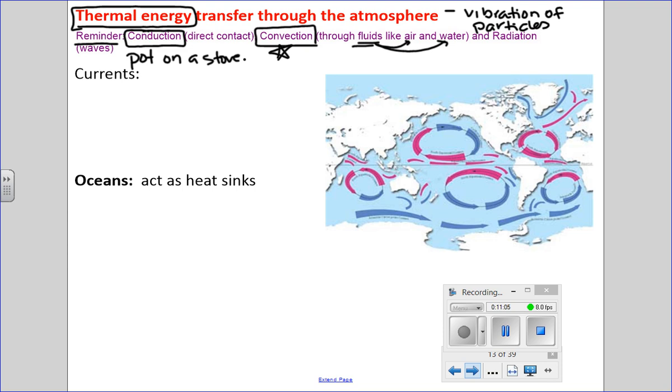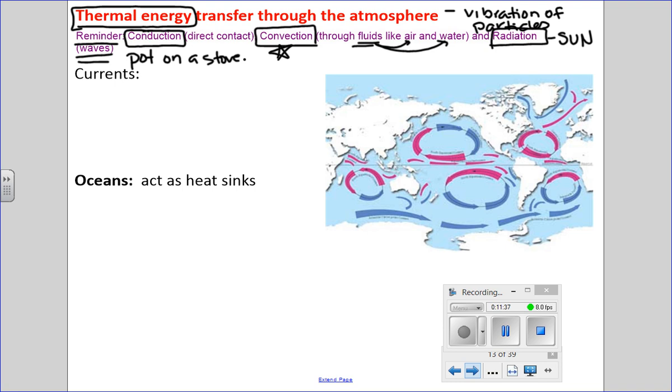Now, radiation is the other way, and radiation is specifically for waves, not for particles. And so the only spot that we would really talk about radiation in this unit is when we are talking about the sun and how the sun's energy reaches Earth. That's the only spot where radiation is really playing a role. After that, we're really going to focus on convection.